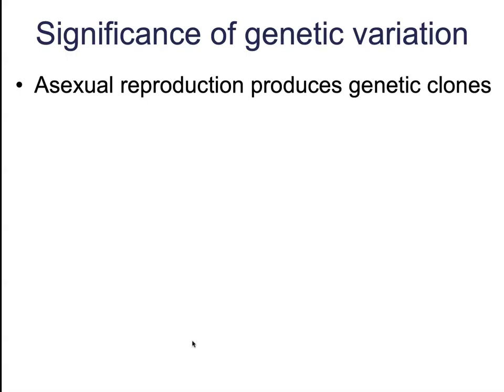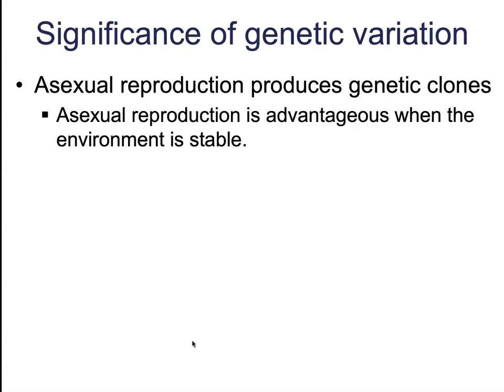As I mentioned before, asexual reproduction produces genetic clones. When you see a whole colony of bacteria, every single bacterium in there is a clone of the original bacterium who started that colony. Asexual reproduction is advantageous when the environment is stable. There are positives to having asexual reproduction if the environment's not going to change.